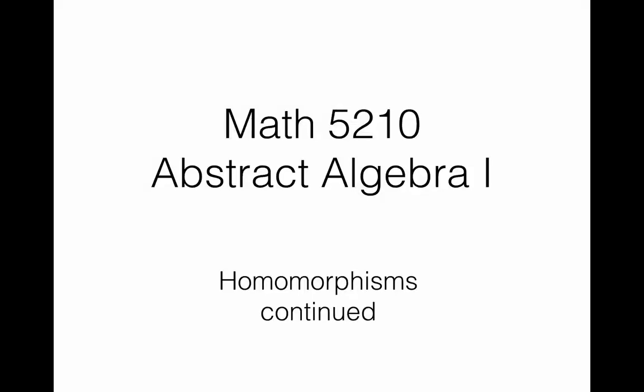In this lesson, we will continue our discussion of homomorphisms. In the previous lesson, we defined what a homomorphism is. It's a map from one group to another that preserves the group operations. One special type of homomorphism that we described is a bijective homomorphism called an isomorphism, which is used to show that two groups are essentially the same, which we called isomorphic.